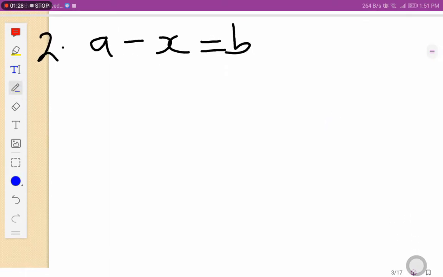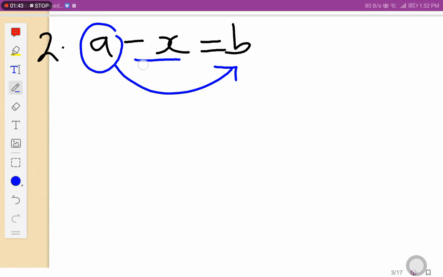Here I've got a minus x is equal to b. When I have it like this, I can take a and have it this side. It's fine. Okay, let's do that approach first. Then I'll do the other one where I want to make minus x a positive. So we are going to take a, it becomes minus a that side. So we have minus x is equal to b minus a.